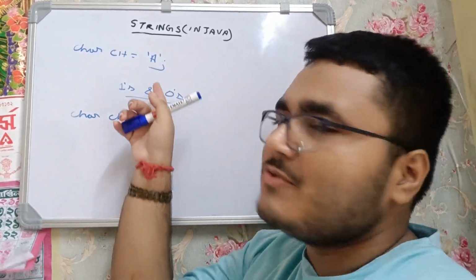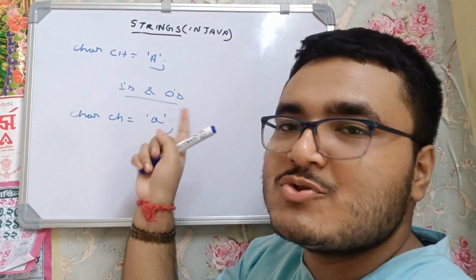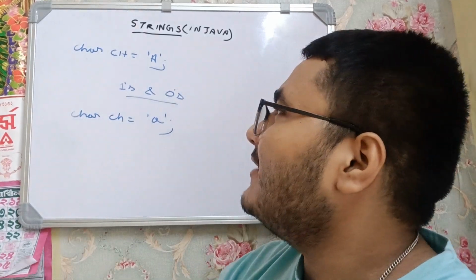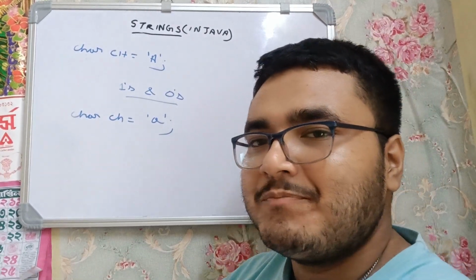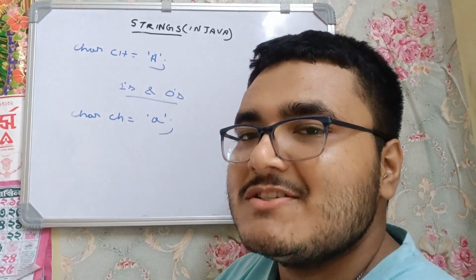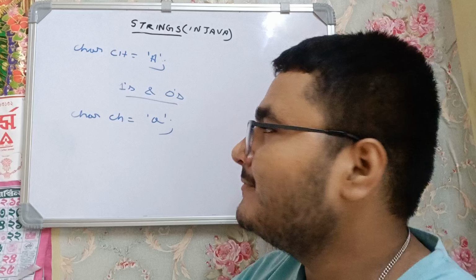So how is the computer storing this? How is the system storing this? Because A is not a number that we can convert into binary. Then how is the system storing them? Just pause the video and think for a while.